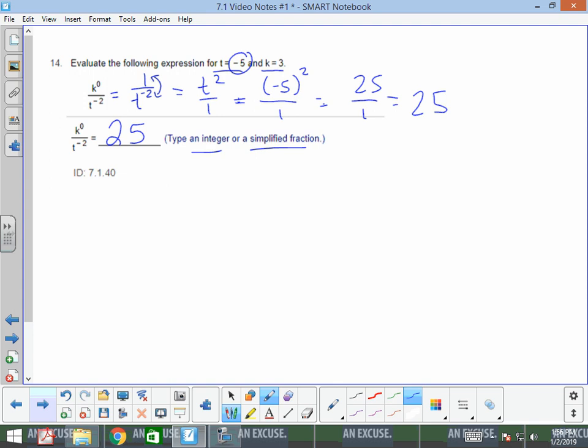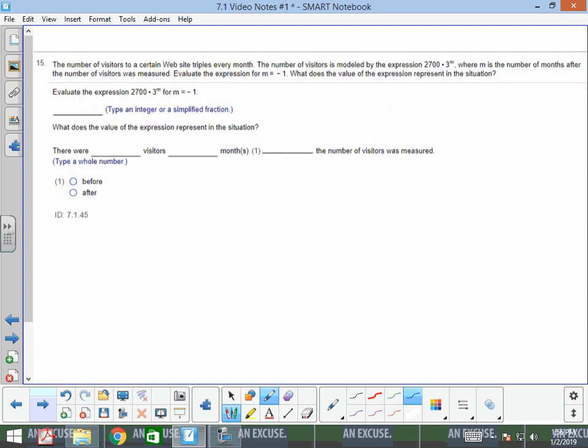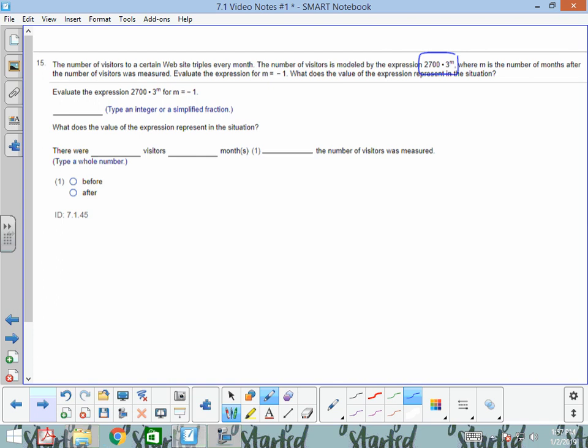All right, 15, I believe, is next. All right, number 15. The number of visitors to a certain website triples every month. The number of visitors is modeled by the expression. Okay, here's the expression, where m is the number of months after, that's important, the number of visitors was measured. Evaluate the expression for m equals -1.